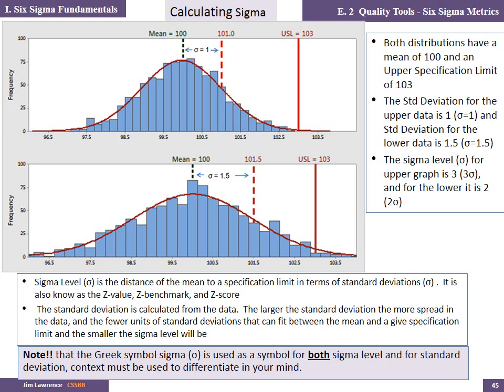Now, the Greek symbol sigma is used for both sigma level and for standard deviation. Context must be used to differentiate in your mind whether you're talking about the sigma level, which is a capability to meet product without defect, or you're talking about sigma as in standard deviation, and of course they're related. So this is certainly a source of confusion that you'll want to try to keep straight in your mind.